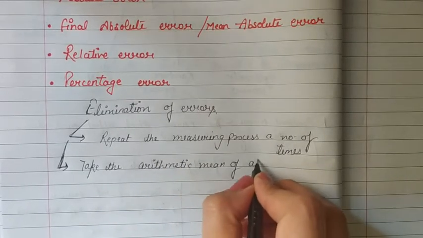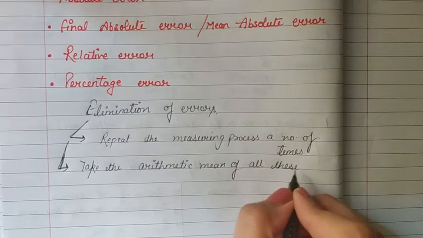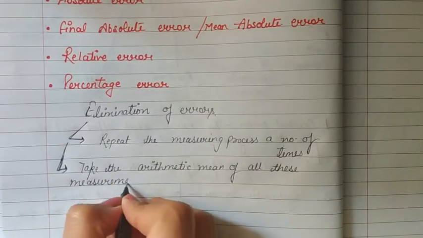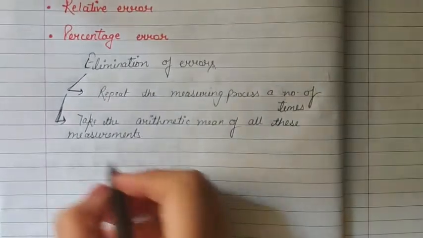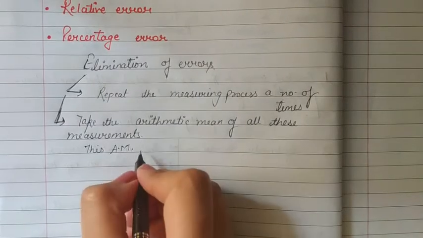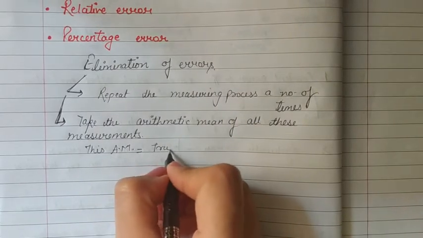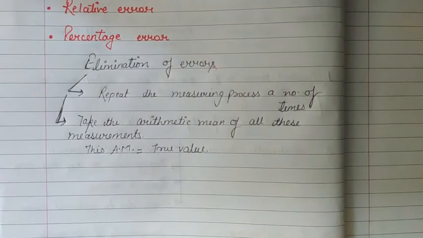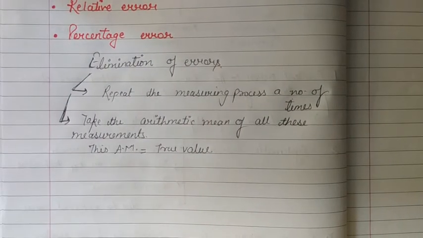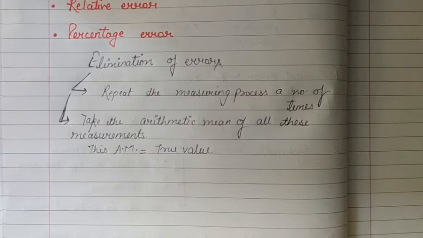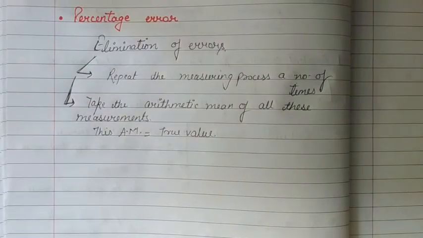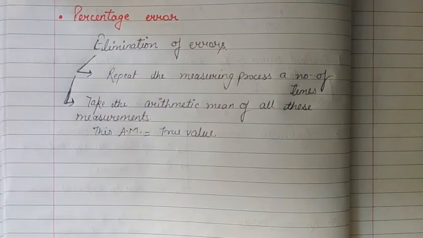of all these measurements. जितने भी हमने measurements लिए हैं सबका हमें arithmetic mean लेना है, and this arithmetic mean, I am writing it as AM, arithmetic mean gives the true value of the physical quantity that we are trying to measure. So this true value is actually equal to the arithmetic mean of all the measurements that we have taken.